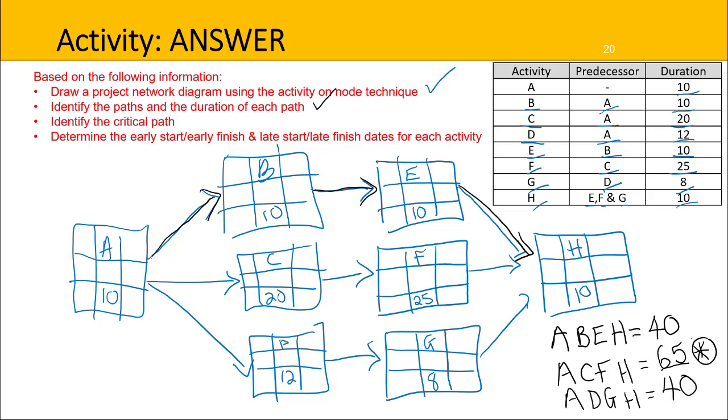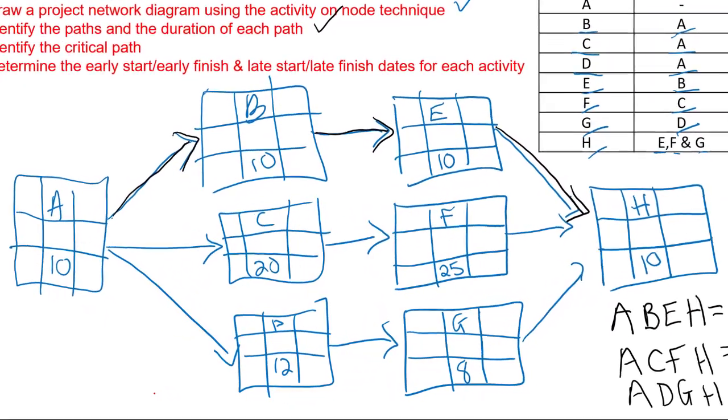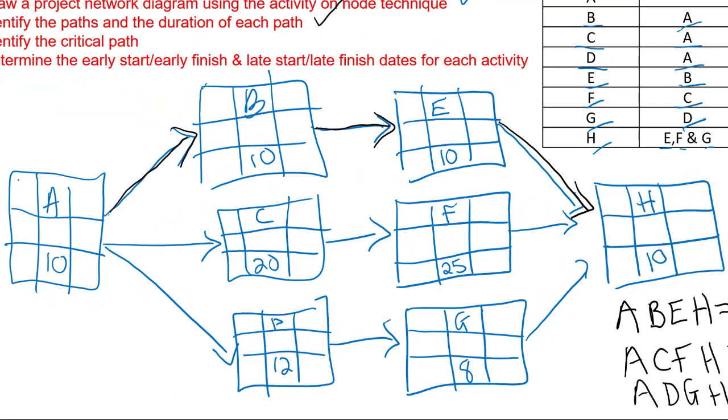Now we'll determine the early start, early finish, and late start, late finish. I'm going to start with early start, early finish. So A can start at the very beginning, and it needs to start at the beginning. It's the first activity. 0 plus 10 is 10, and we take 10 forward as the earliest day we can start on all of those activities. So all of the activities that have A as a predecessor all have 10 taken forward. Now B, 10 plus 10 equals 20, C, 10 plus 20 is 30, and D, 10 plus 12 is 22.